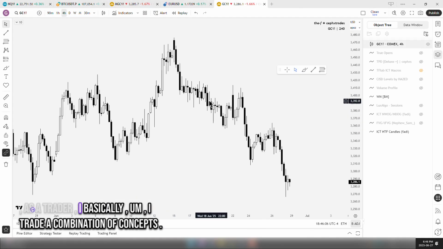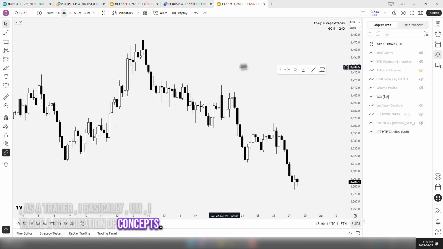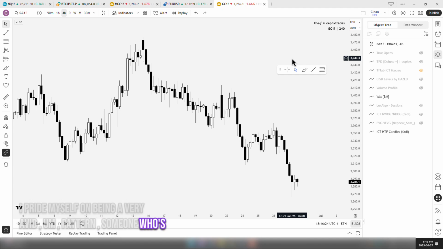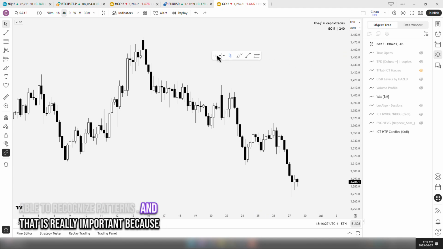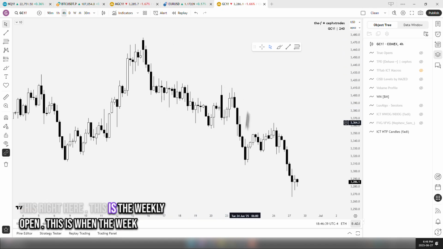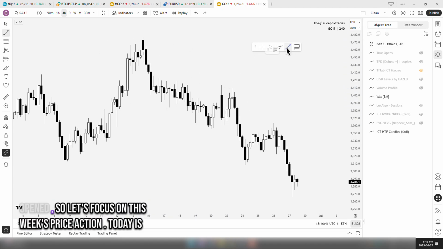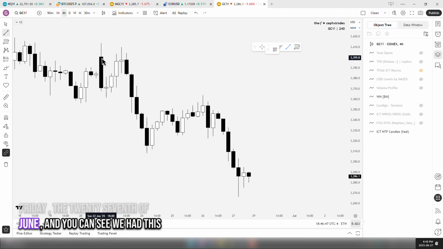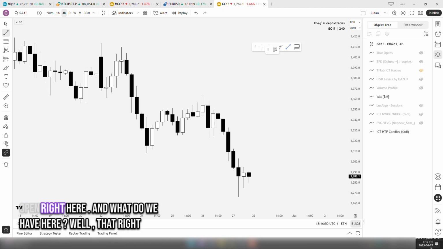As a trader, I trade a combination of concepts. And as much as I trade ICT, I pride myself on being a very avid pattern trader, someone who's able to recognize patterns. And that is really important because in this scenario, after we traded lower, we had this right here. This is the weekly open. This is when the week opened. So let's focus on this week's price action. Today is Friday, the 27th of June. And you can see we had this open right here.